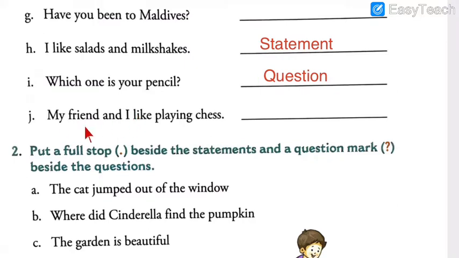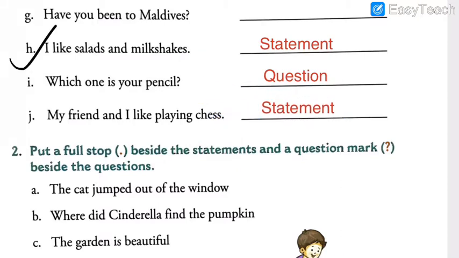And the last one. My friend and I like playing chess. Okay, then what do you say? My friend and I like playing chess. Can you answer anything for this? Do you have any answer for this? No. You might have another sentence related to chess, but this is not a question, so you will not give an answer, isn't it so? This is simply a statement, and moreover it is ending with a full stop. So it is a statement.